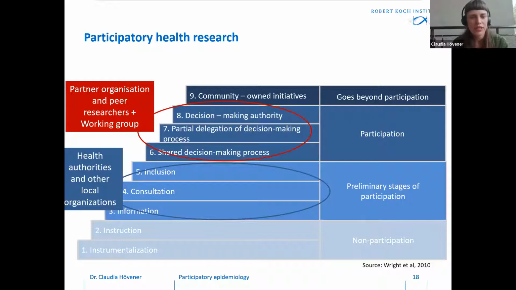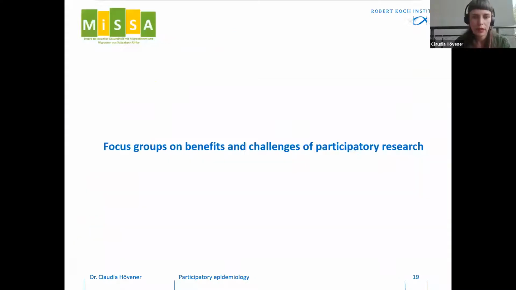The health authorities and other local organizations were included. Basically, they were informed, and sometimes, of course, we consulted them, but they did not have decision-making power. So that was basically what we did with the MISA study.